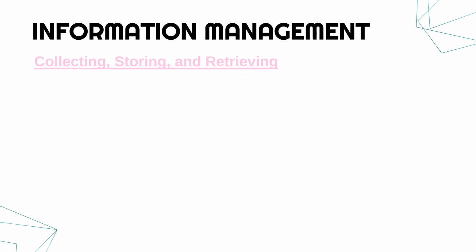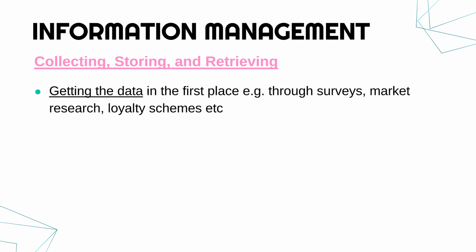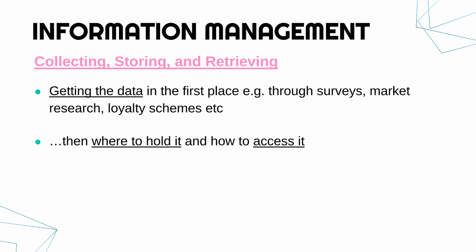Starting with actually getting information in the first place and holding it so you can do stuff to it later, you've got to first of all collect, then store, then retrieve your information. The collection part is actually getting the data in the first place. The collection method will depend a lot on what exactly you're doing, but it could be through surveys, through market research, or through deploying a loyalty scheme, for example. You're getting lots of data, then you've got to decide where to actually hold it, and also how you're going to access it later on.